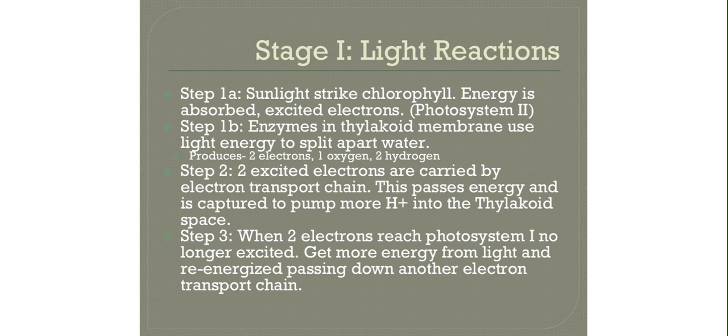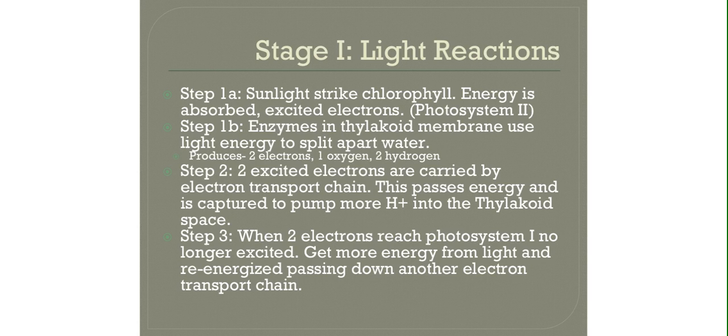Energy is absorbed, and this creates what's known as excited electrons. I don't expect you to know any more than excited electrons. There are other terms in your reading that you can look at, but for our purposes you just know them as excited electrons. This occurs in photosystem 2. Remember, there are two photosystems. Photosystem 2 was discovered after photosystem 1, so that's why it's named photosystem 2, but 2 comes before 1 in photosynthesis. So, excited electrons in photosystem 2.